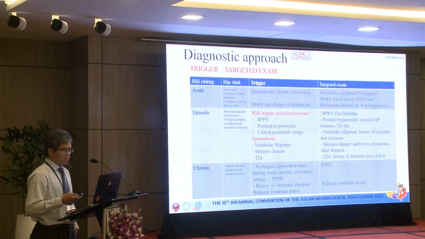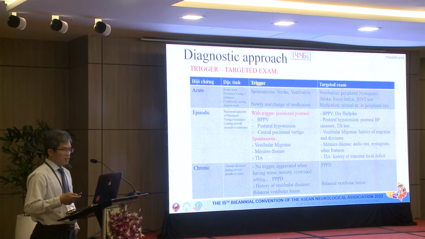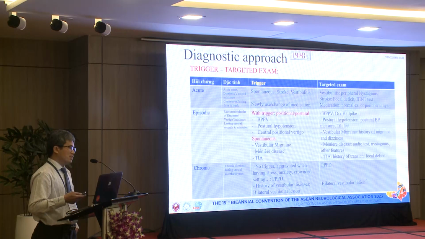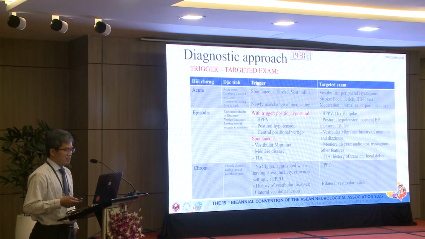For the trigger and the exam, we can see that for the acute syndrome, if it happens spontaneously, we have two main causes, stroke and vestibulitis. And we can use some tests, especially the HINTS test, like Professor Umapati told us. And we try to look for any focal deficit. We also have some medications that can cause acute dizziness, and we have to ask about this in the history taking period. For the episodic, we have the well-known BPPV.